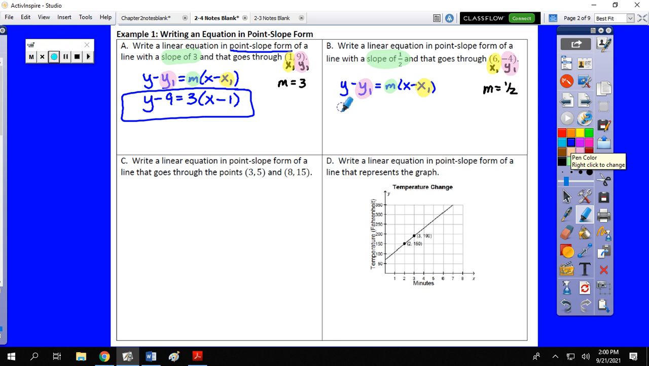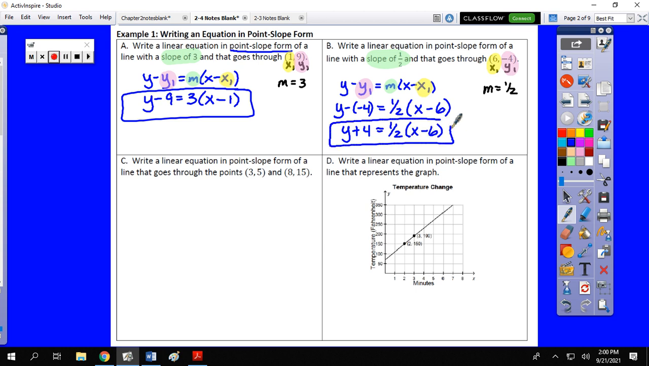So we would be looking at y minus negative 4 equals, slope is 1/2, x minus x1, which is 6. Now in this case, we do have something to simplify, that being these two negative signs right here. When we subtract a negative, that becomes a positive. So the only time you're ever going to have to simplify one of these expressions is when there's a double negative.